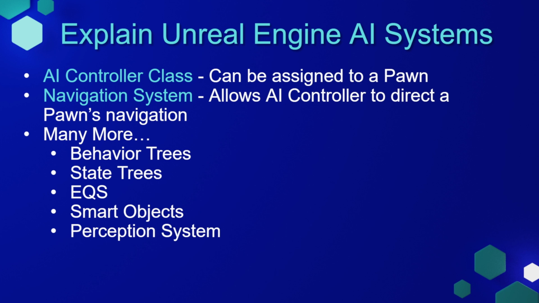There's many more AI systems built in: behavior trees, state trees, EQS, smart objects, perception system, the list goes on. If you want to learn more about the AI systems built into Unreal Engine, I highly recommend you read the documentation on this, as you can learn a lot just from the documentation. And we'll cover some of these other systems later in the course, but for now, I want to keep it really simple. We're going to create a controller and we're going to create a navigation system, and that will allow our bugs to move towards the player's tower.